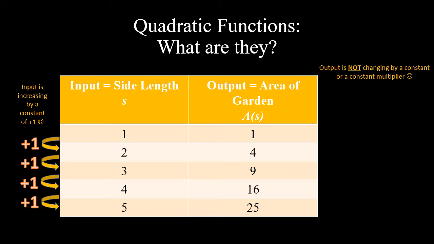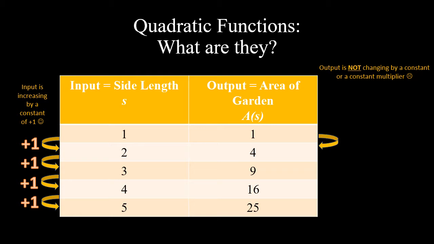If you look at the left side of my table, the side length s, every time we jumped from one to the next, we were adding 1. To go from 1 to 2, you're adding 1. To go from 2 to 3, you're adding 1. To go from 3 to 4, you're adding 1, and so on. And then we looked at the output and decided, let's see if there's a pattern there. When we checked, we found that it was neither linear nor exponential. The output was not changing by a constant or a constant multiplier.